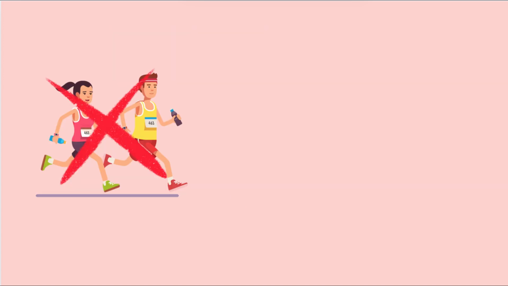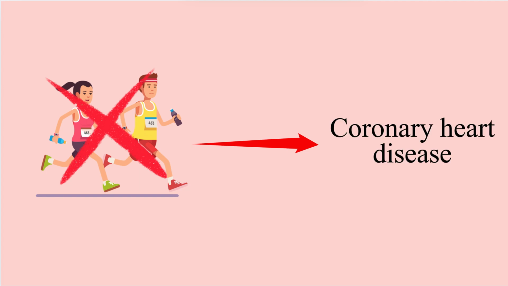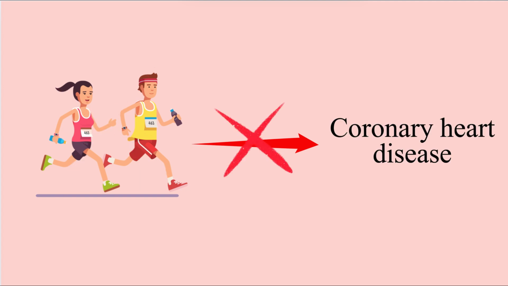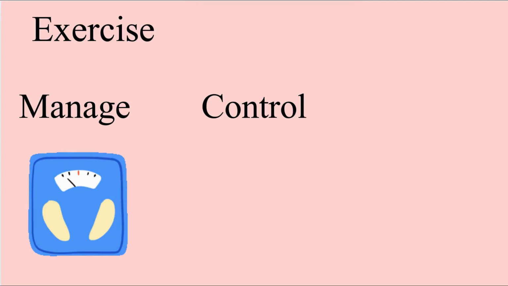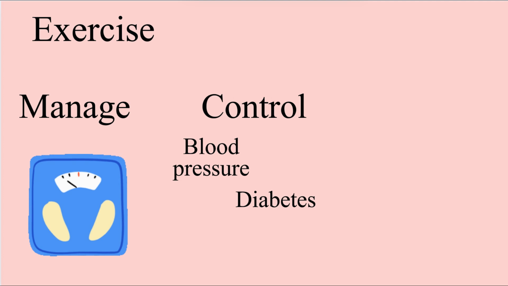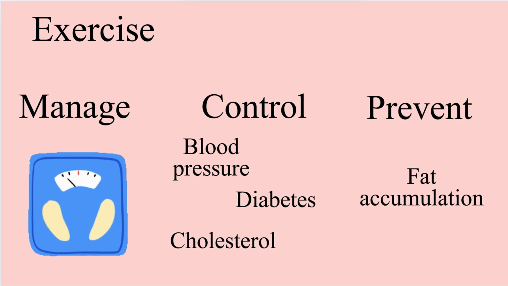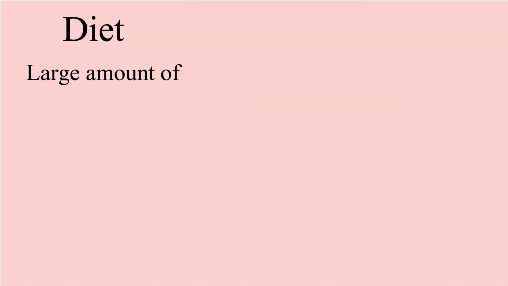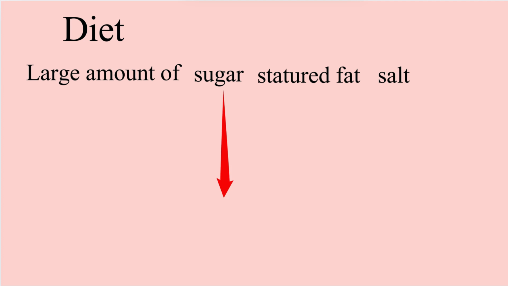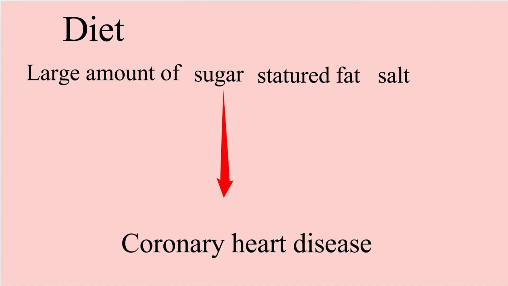No exercise is also a factor that can cause coronary heart disease. It is important to get regular exercise. Exercise helps manage weight, control blood pressure, diabetes, and cholesterol, and prevent fat accumulation. All are risk factors for coronary artery disease. For the diet part, food that contains a large amount of sugar, saturated fat, or salt will increase the risk of getting coronary heart disease. That's all the risk we can control in our daily life.